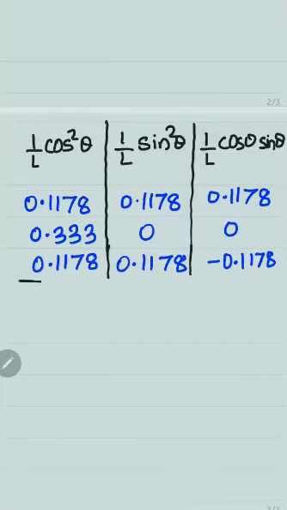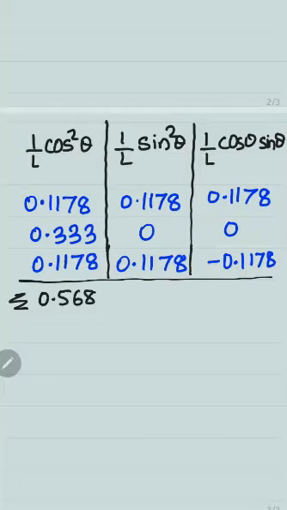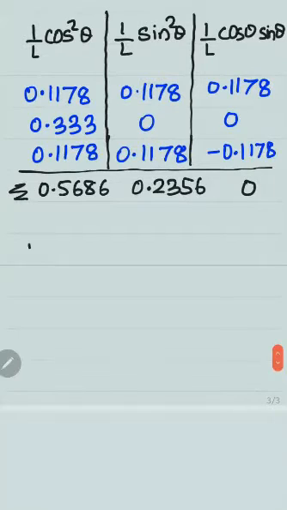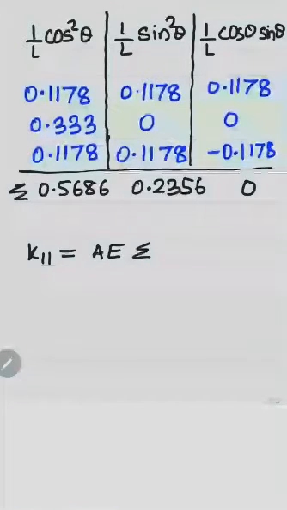Now after this, get the summation. The summation will be 0.5686. This is 0.2356, and this will be 0. So that means your K11 value will be, AE is constant. So AE is constant. You have the summation of 1 by L cos square theta.